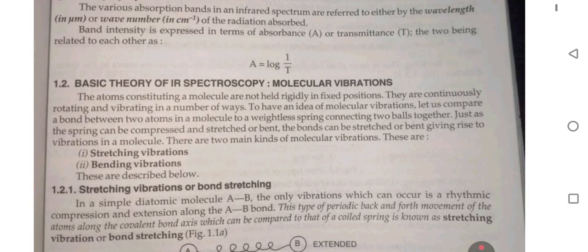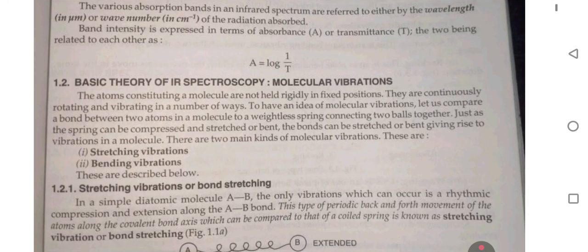Basic theory of IR spectroscopy: molecular vibration. The atoms constituting a molecule are not held rigidly in fixed positions. They are continuously rotating and vibrating in a number of ways. To have an idea of molecular vibration, let us compare a bond between two atoms in a molecule to a weightless spring connecting two balls together. Just as the spring can be compressed and stretched or bent, the bond can be stretched or bent, giving rise to vibration in a molecule.